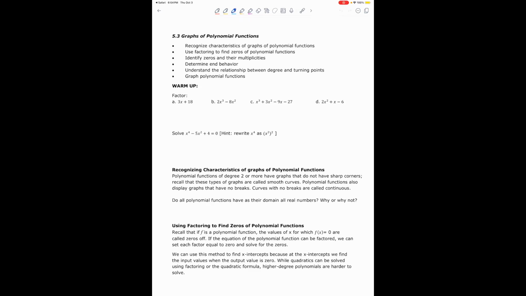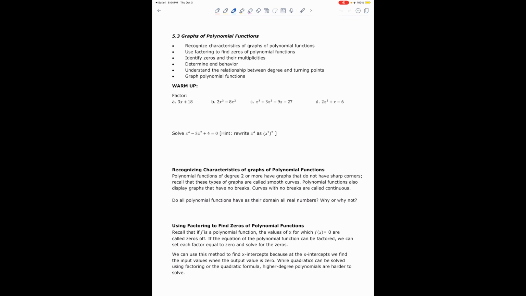Section 5.3 Graphs of Polynomial Functions. In this section, you're going to recognize characteristics of graphs of polynomial functions, use factoring to find zeros of polynomial functions, identify zeros and their multiplicities, determine end behavior, understand the relationship between degree and turning points, and graph polynomial functions.